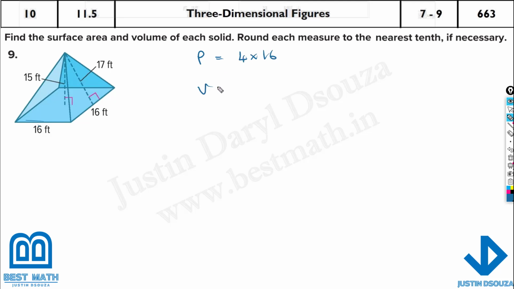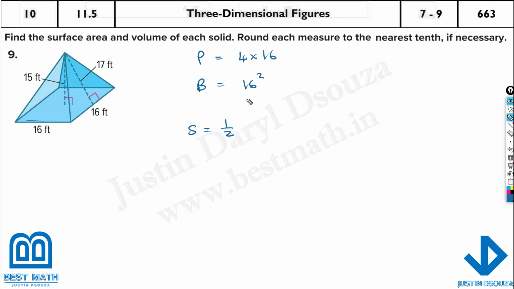And what about the volume? Sorry, not volume. First, we need to do B. That is the area of the base. It is 16 squared. And then what else? We need to know the surface area. Surface area is given as half because it's a pyramid, right? It's not the same base on the top as well, so it will be reduced compared to the prism.